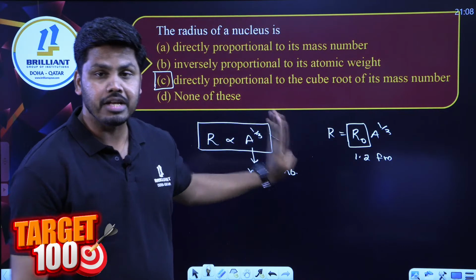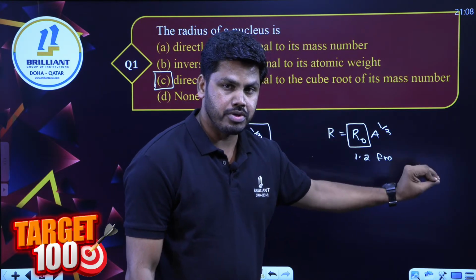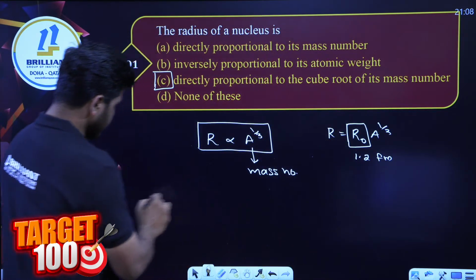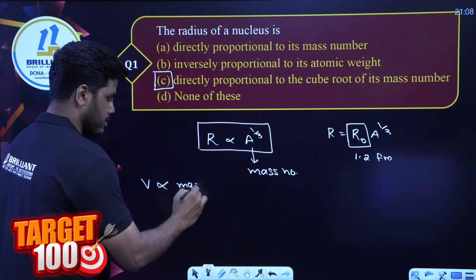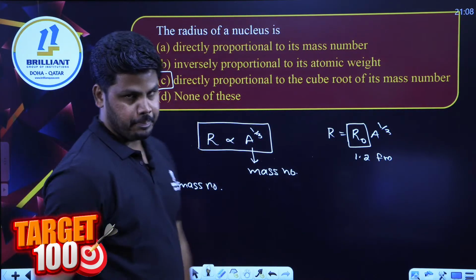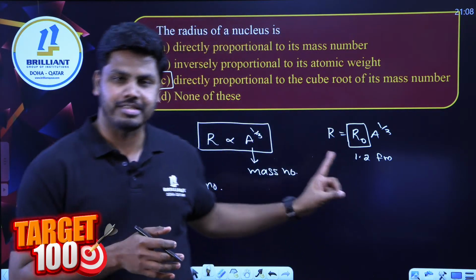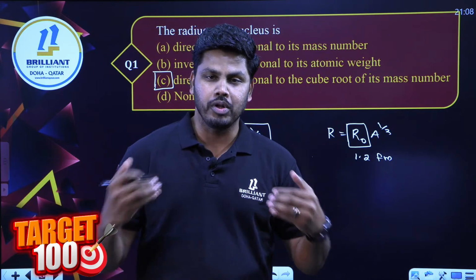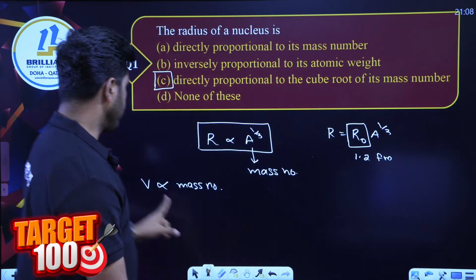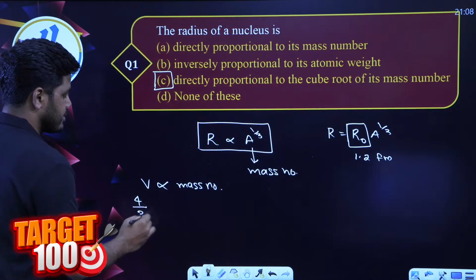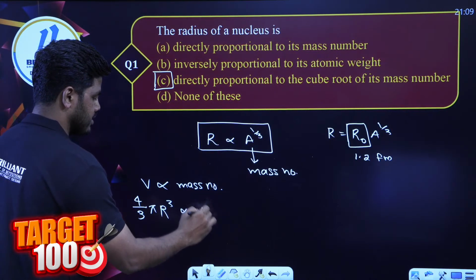And remember this derivation also. See, R is equal to R0 A raised to 1 by 3, that equation's derivation is also important. We considered the volume of the nucleus is proportional to mass number. That was the concept behind it, right? If you want to accommodate more and more nucleons, the total number of nucleons being the mass number, it should be big enough. So volume will be increasing, or volume is proportional to mass number. And volume, assuming this nucleus as a perfect sphere, 4 by 3 pi r cube, is proportional to mass number A.